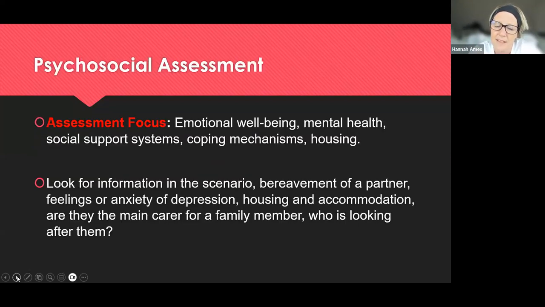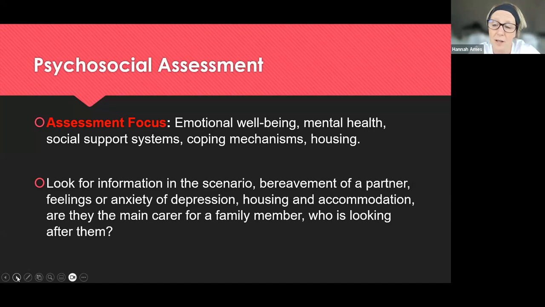The next part of your holistic assessment is psychosocial assessment. The assessment focus here is around emotional well-being, mental health, social support systems, and coping mechanisms. It can also include housing, for example, in your homeless scenario. So again, look for information in the scenario. Have they got a recent bereavement of a partner? That's really important to pick up, okay?